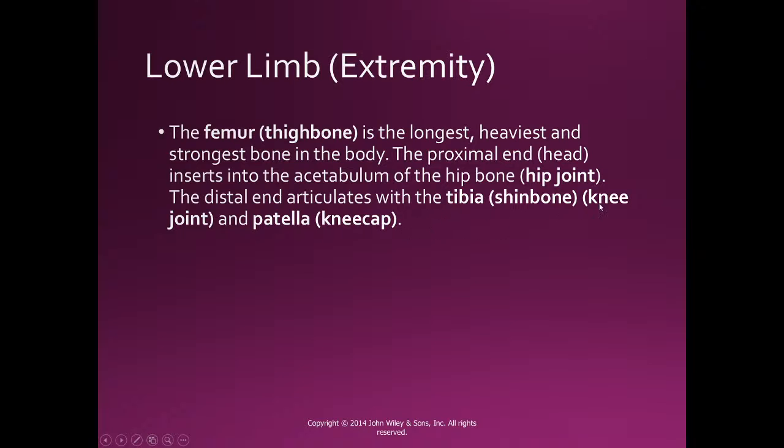Now, this is a common test question, and it's one a lot of people miss. So let's flip it around. The femur articulates with which bones? It articulates with the os coxa proximally, and then distally it articulates with the patella, that's your kneecap, and the tibia, which is the large bone in your shin. There's another bone in your shin, the fibula, but the fibula actually does not articulate with the femur.